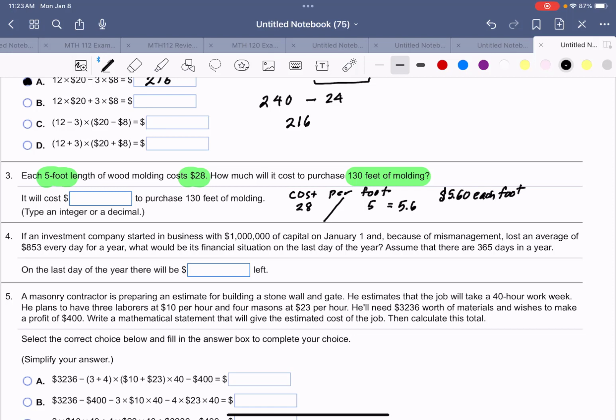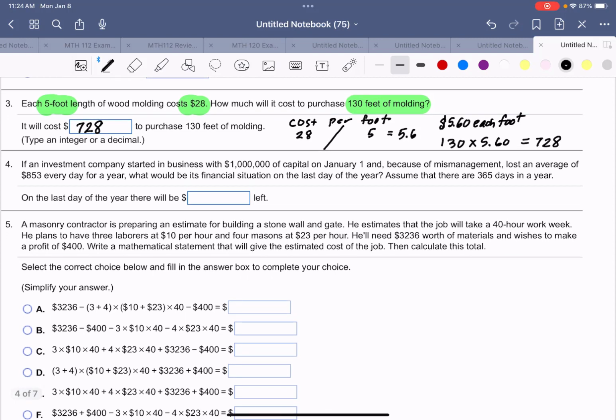Then, now we know we've got 130 feet, so 130 times 5.60, and you can leave the 0 out, that comes up to be $728. So it will cost $728 to purchase 130 feet of molding.